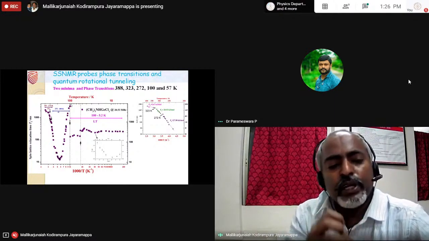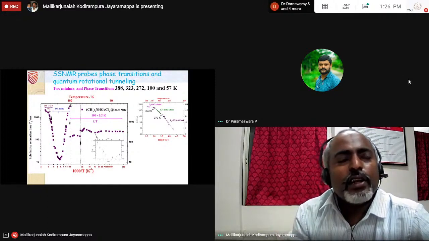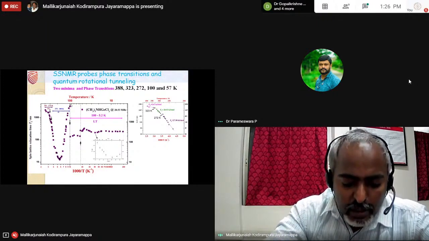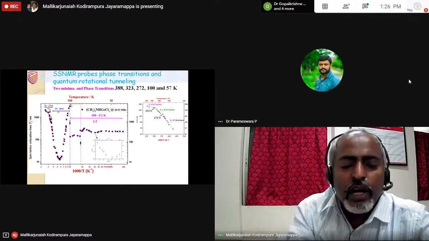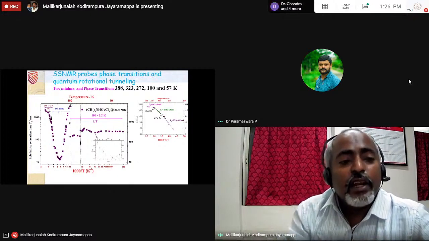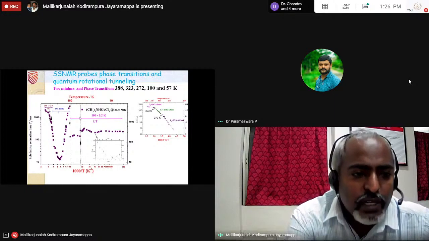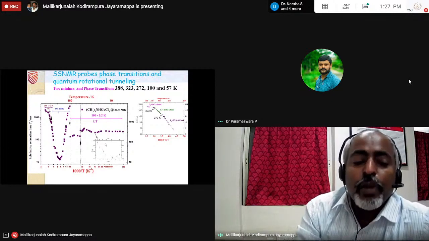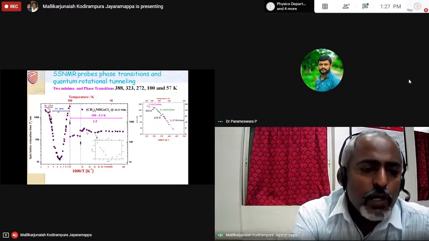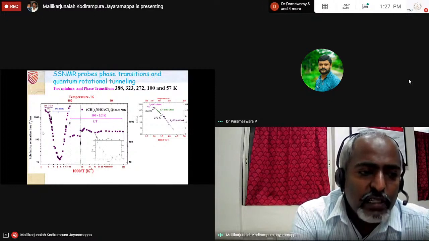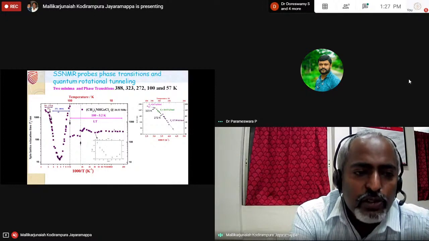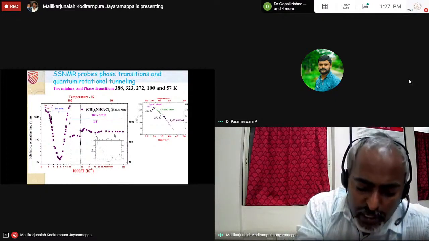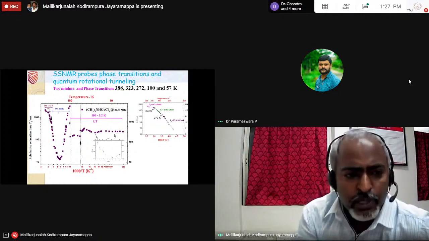What happens when we bring the temperature down? Hypothetically or classically, we cannot expect the particle to reorient from one equivalent position to another equivalent position. But when we make measurements, for example here at less than 100 Kelvin, we do see, whatever the minimum we are seeing at the high temperature, a similar trend at low temperature also. Then how does the molecule go from one equilibrium configuration to the other?